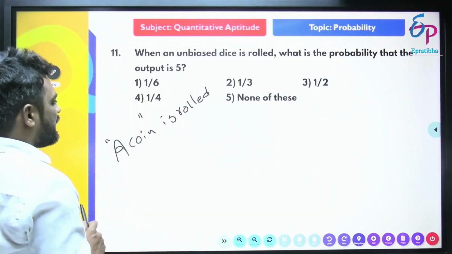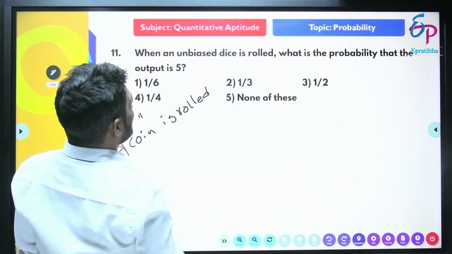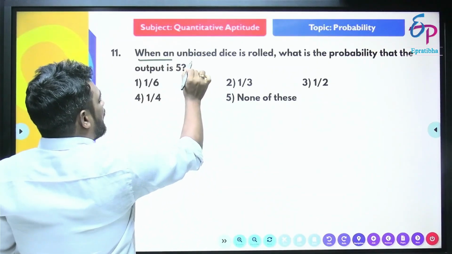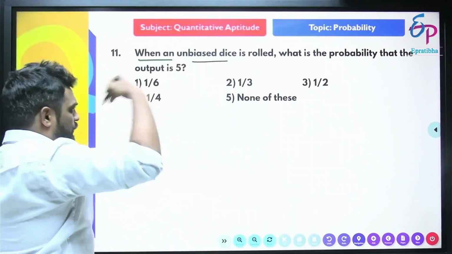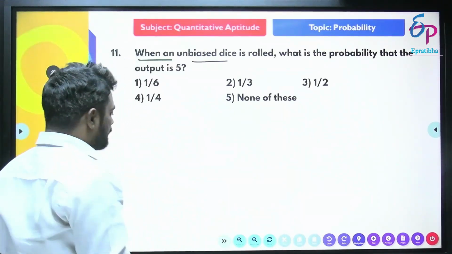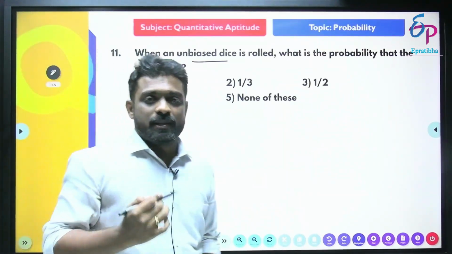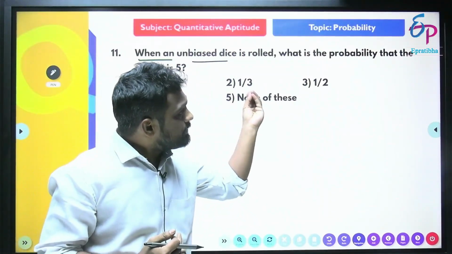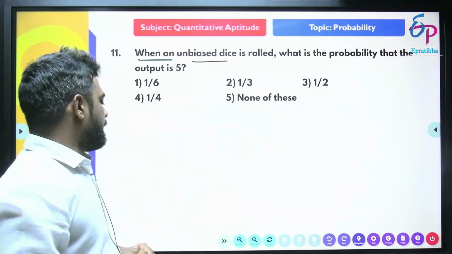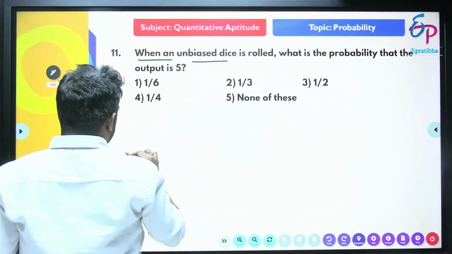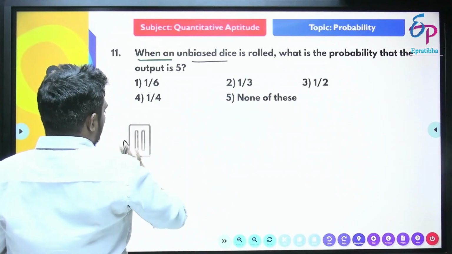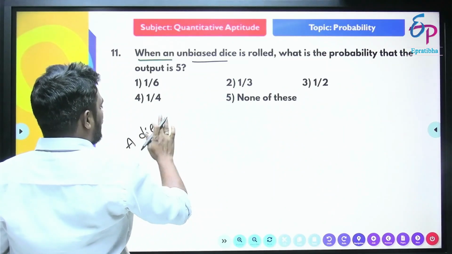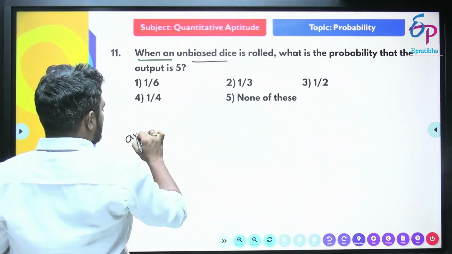Next, it is one dice, not a coin. Sorry, an unbiased dice. When an unbiased dice is rolled, what is the probability that the output is 5? We first have to learn the concept regarding the dice, then we shall solve the problems regarding the dice. So a single die is rolled.